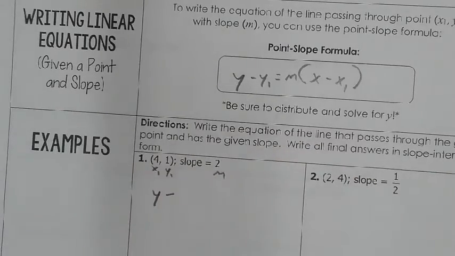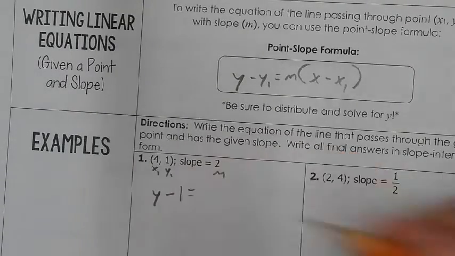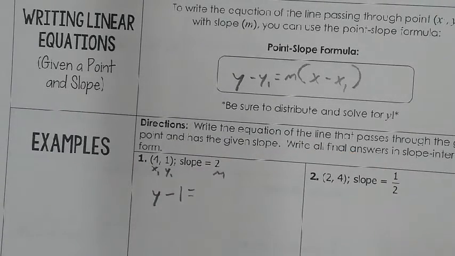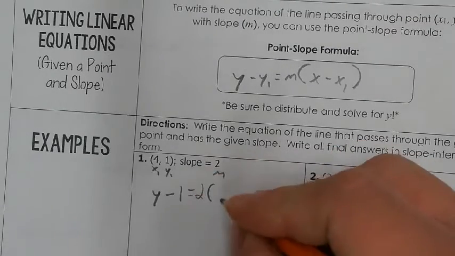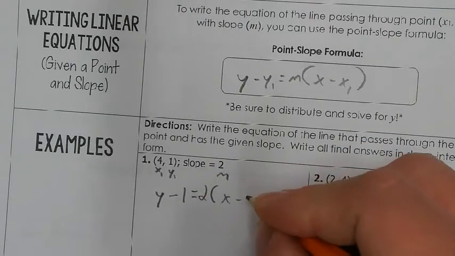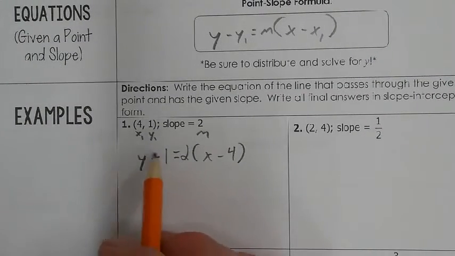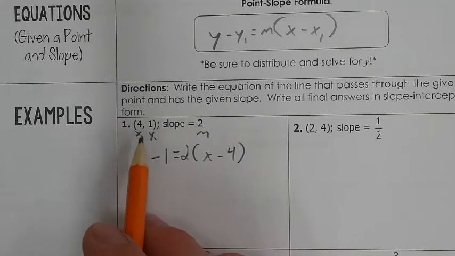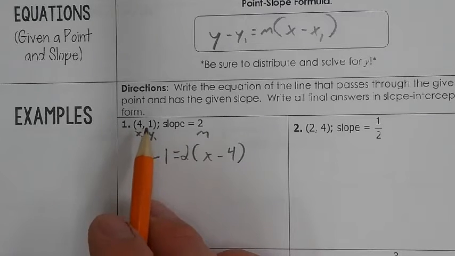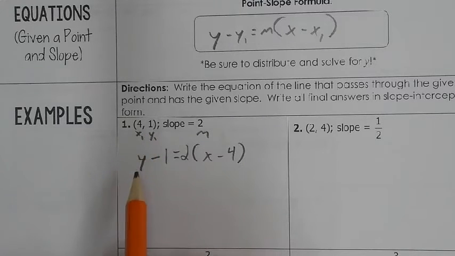Y minus 1, good, equals 2 parentheses x minus 4. Very good. Does everyone see how he got that? So once again, this is x1, and the way you remember x1 and y1, it's your first x and first y. Well, in this case, we only have one ordered pair, so that's pretty easy to tell. And then at this point, you just solve it like an equation. So what would we do first if this was a typical equation?